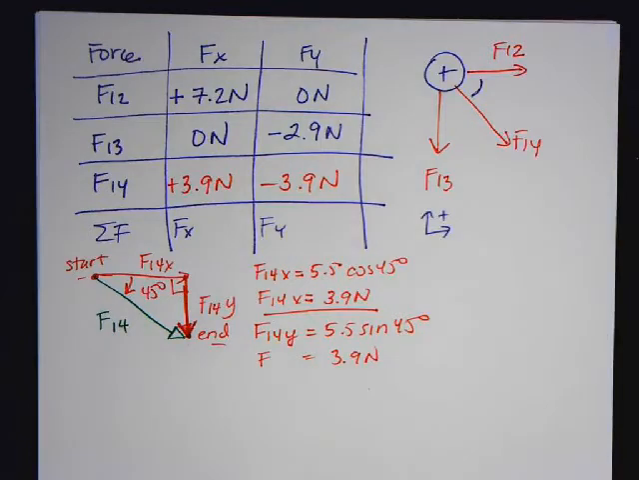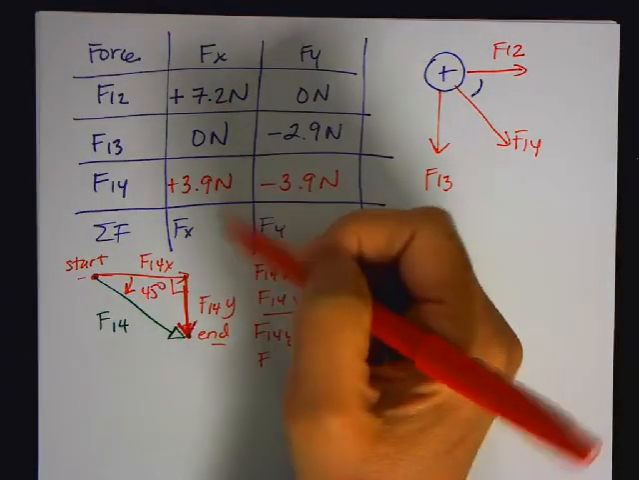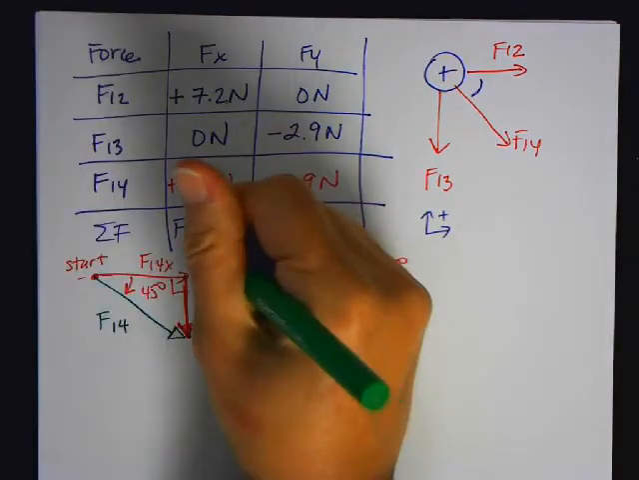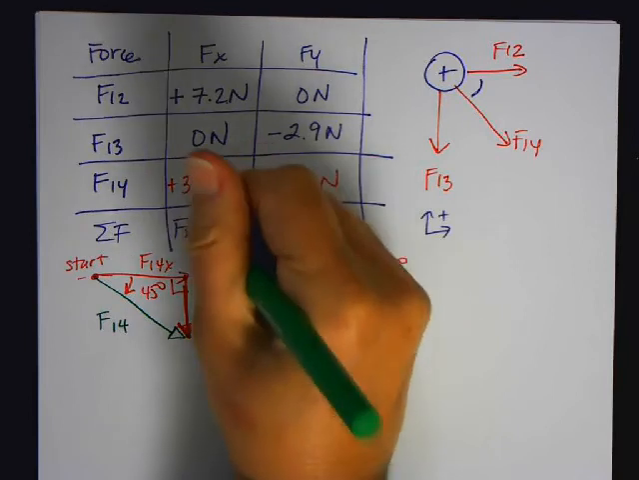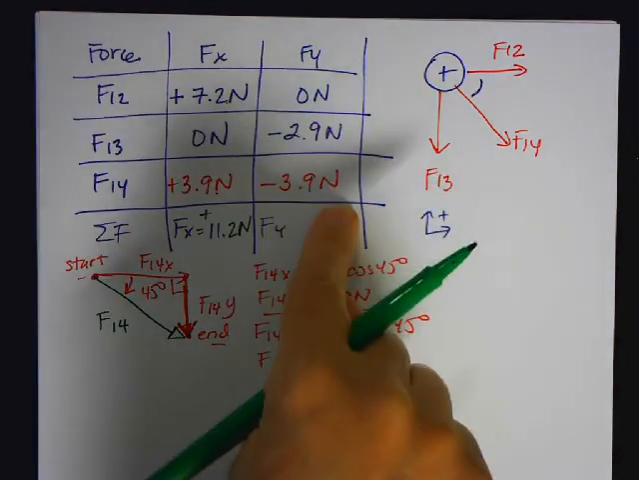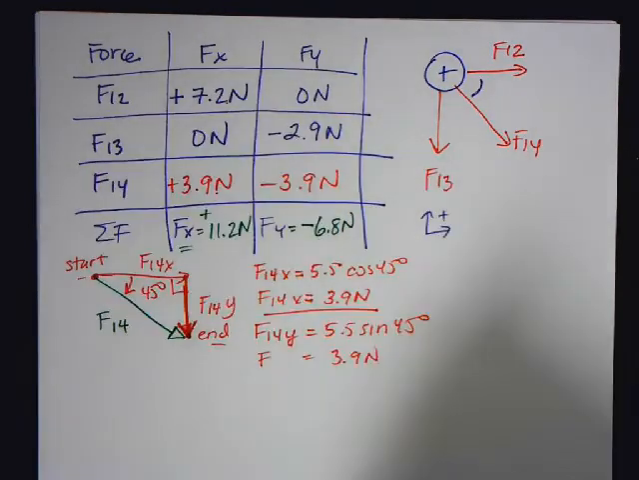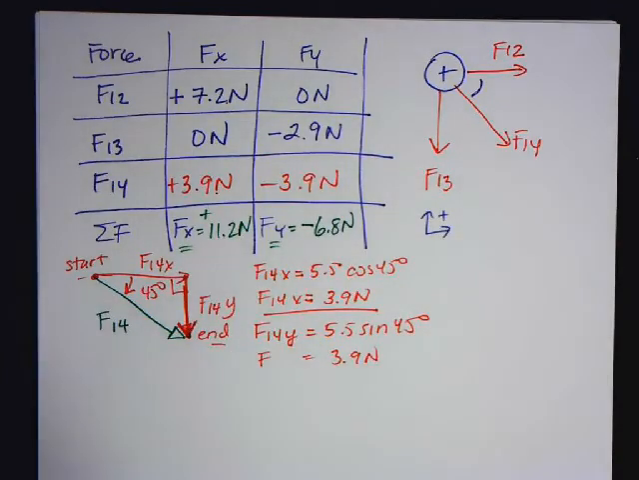Now, what am I going to do? The first thing I'm going to do is add up my x's. So 7.2 plus 3.9, that comes out to be 11.2 newtons, and that's positive. Then I'm going to add these up, and this comes out to be negative 6.8 newtons. So this is my Fx and Fy. We did this before when we had 3 or more forces. Okay, and the table makes it a lot easier. So now that I have my Fx and my Fy, I just want to find my plain old F.